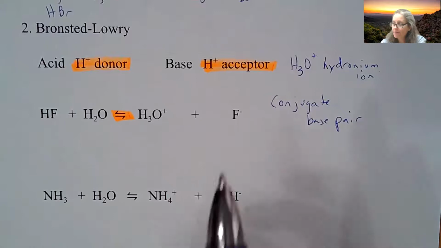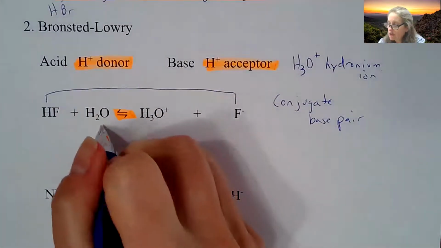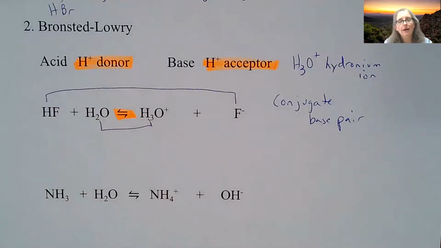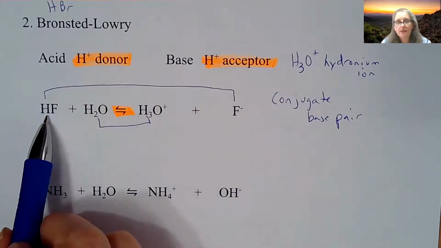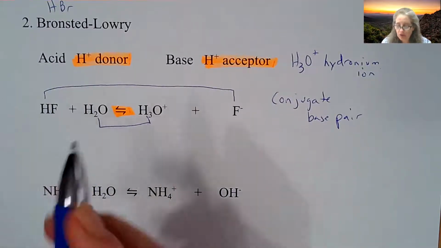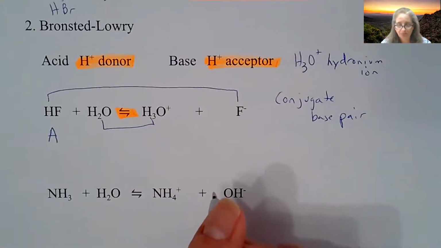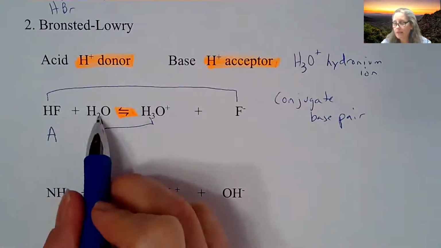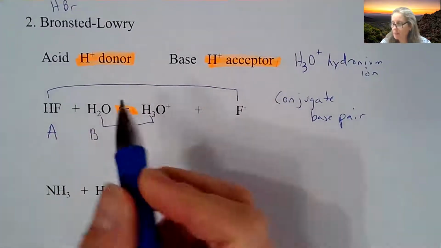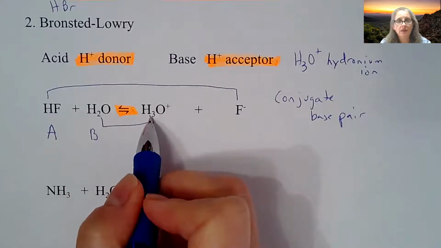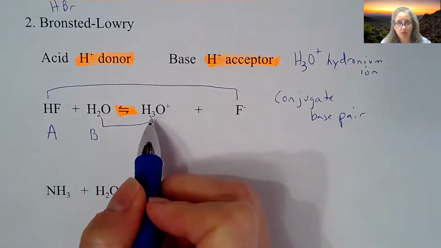So HF is becoming F-, okay, and H2O is becoming hydronium ion. The HF is becoming F-. You could see that it's essentially donating an H, so that's acting like an acid. So I'm going to write an A underneath for acid. Then on the reactant side, whatever is acting like an acid, the other one has to be acting like a base. And we could tell it's acting like a base because it's becoming hydronium ion. So it's accepting an H+ to become hydronium ion.